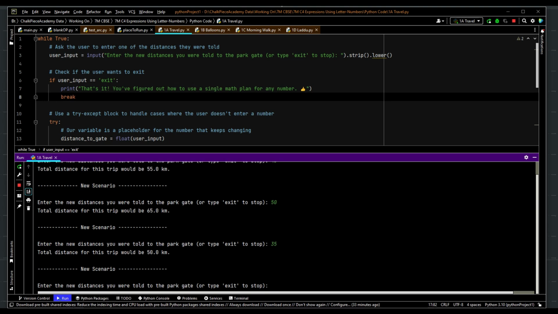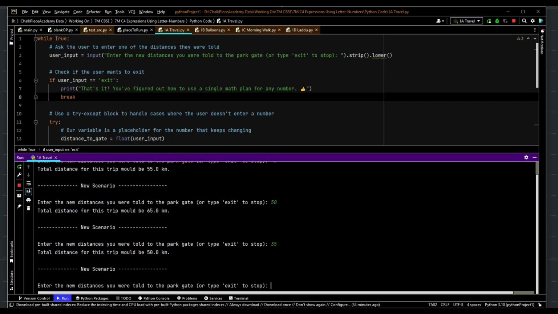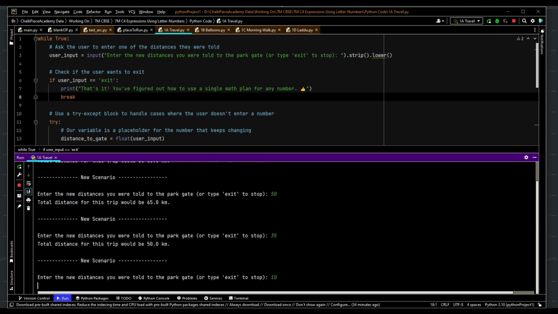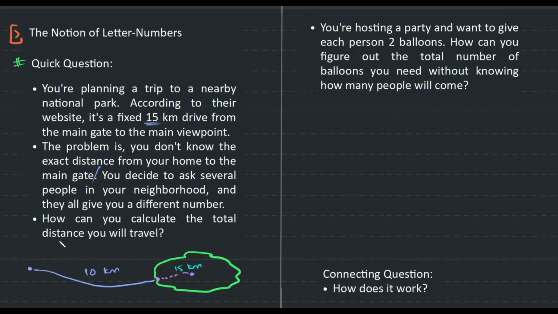Someone tells you, if you are willing, you can go on bikes and it will just take 10 kilometers. So what is the total distance from your starting point to the final point? 10 plus 15, that is 25 kilometers, is it not? Okay, so that's how you can calculate. You just need to add the distance told plus the distance that you need to travel within the park.